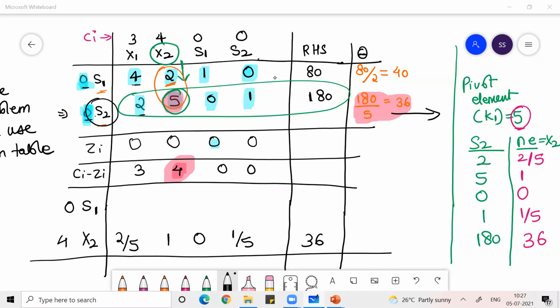Pavitra, I told you the pivot element is 5 here. The old values of s2 were 2, 5, 0, 1, 180. Divide all these old values by 5, and you'll get the new values of x2.